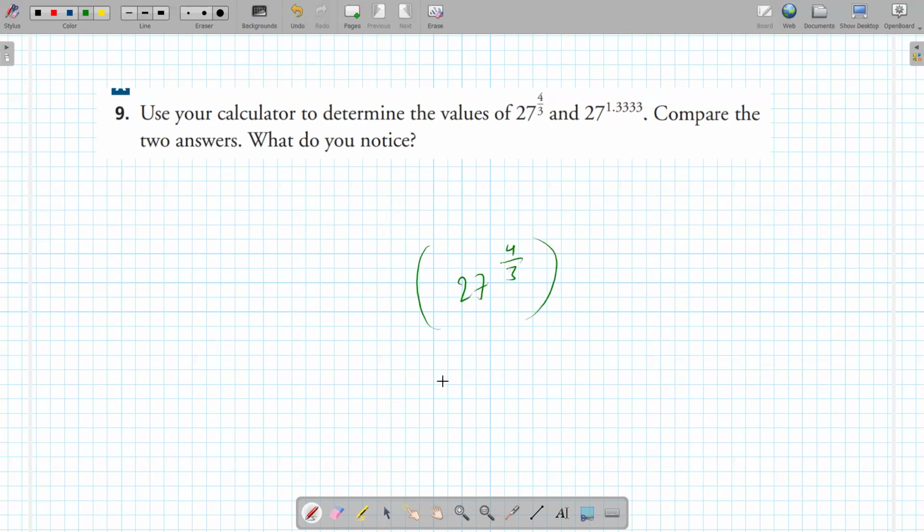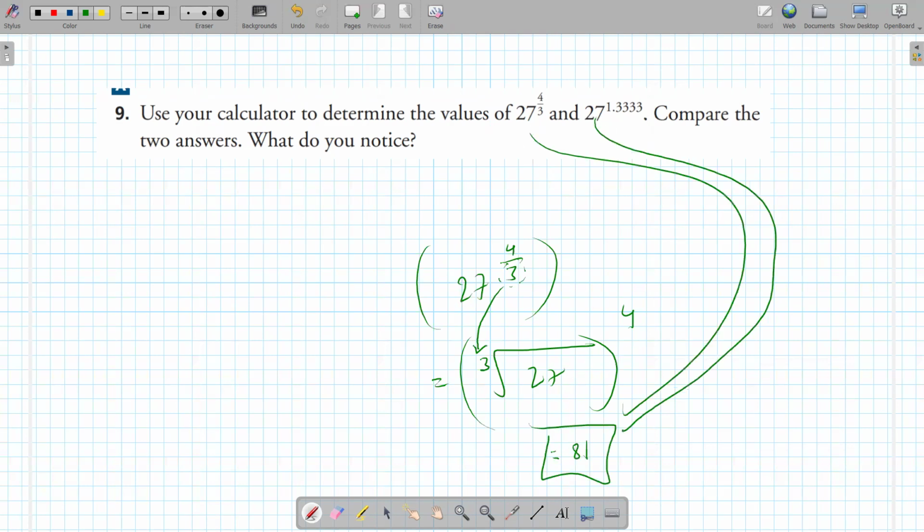Maybe. Let's see. This is the same thing as the cube root of 27 to the power of 4, right? Remember, the denominator becomes the index. What's the cube root of 27? It's 3. And then we have 3 to the power of 4, which is 81. So the answers to both of these will be 81.